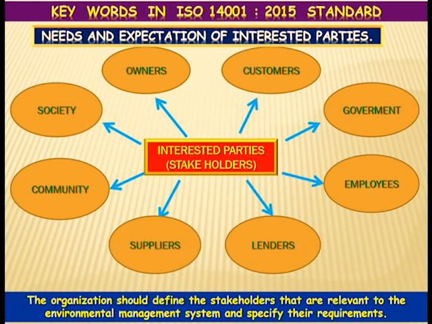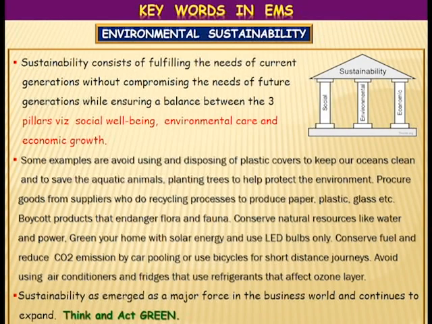Another important keyword is environment sustainability. Environmental sustainability means to create and maintain conditions under which humans and nature can exist in productive harmony, thus fulfilling the sustainability three pillars, that is social, economic and environmental needs of present and future generations.